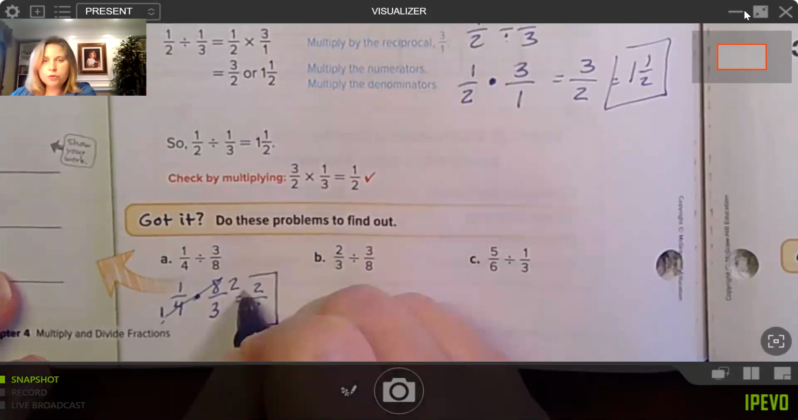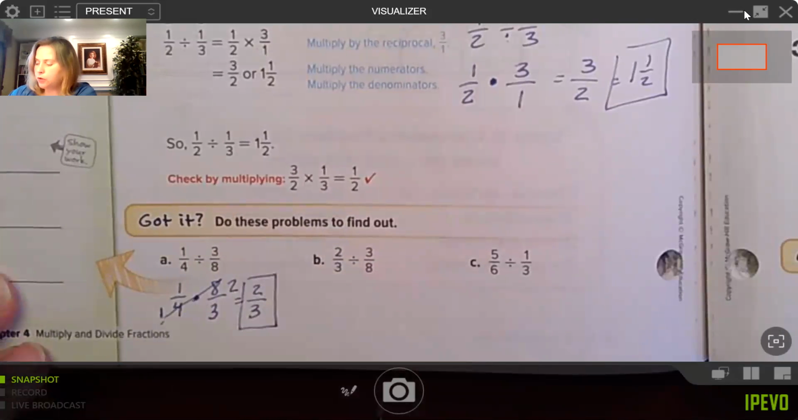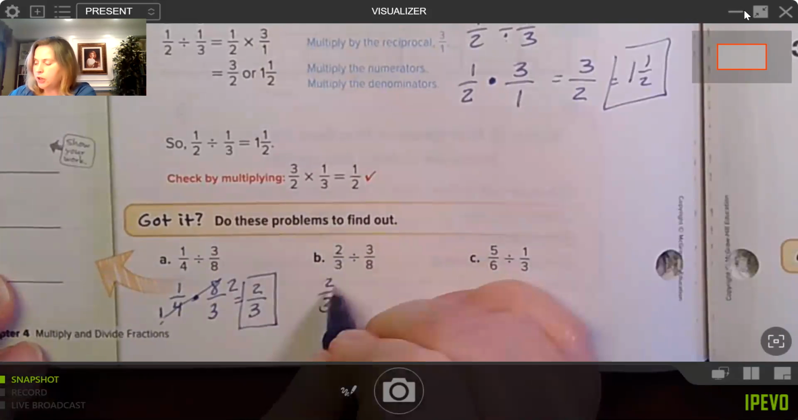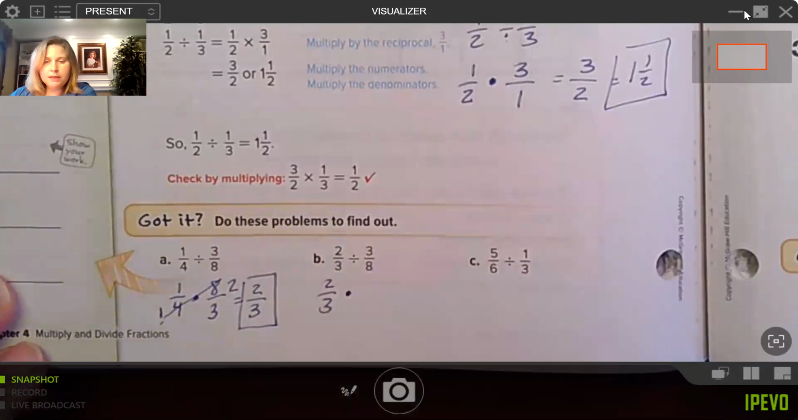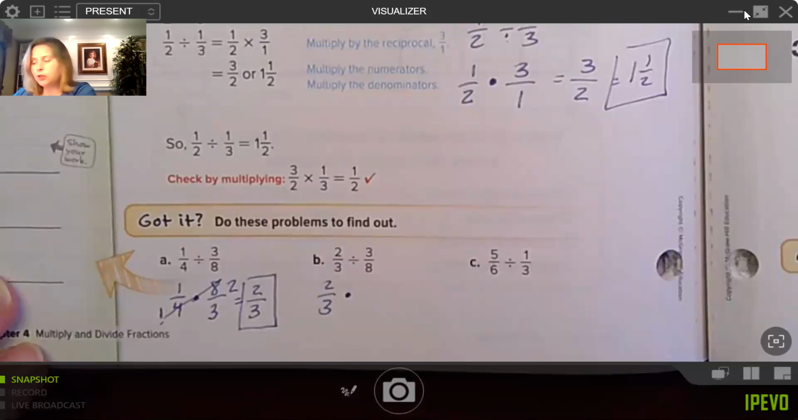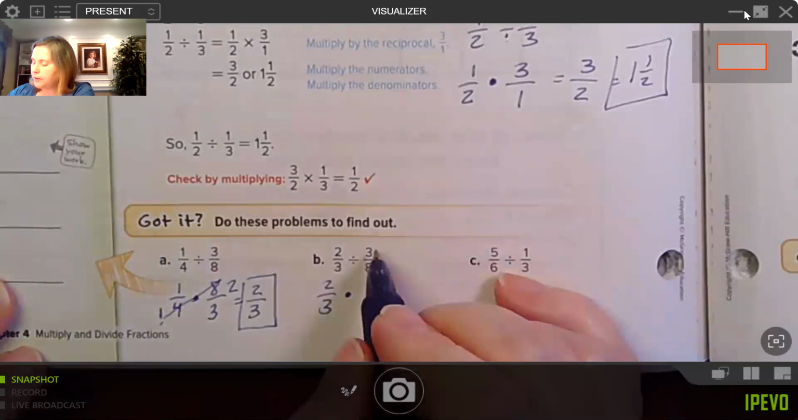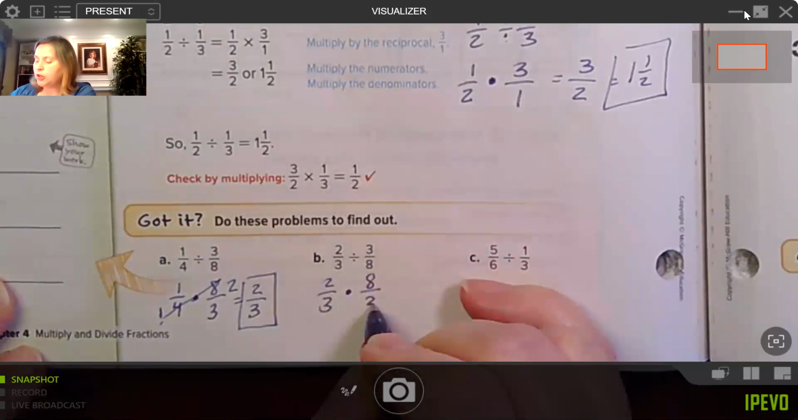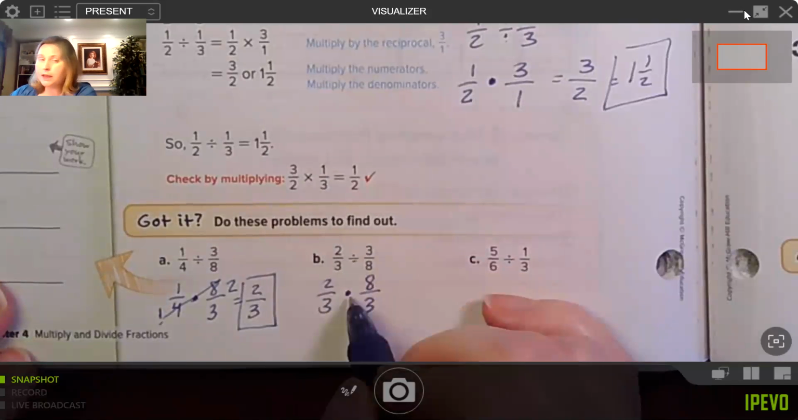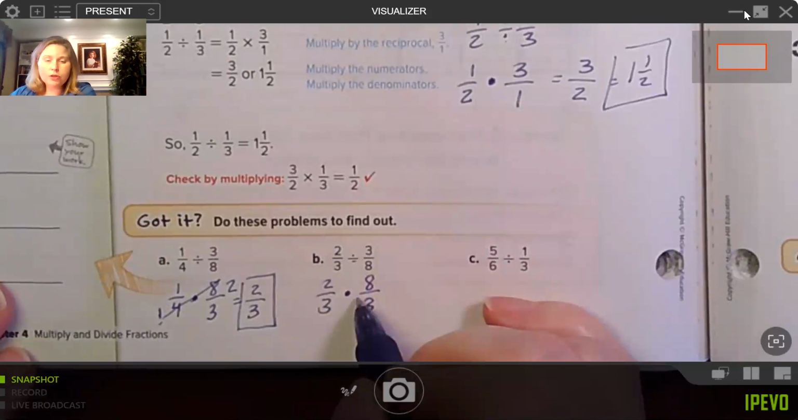Okay, letter B, we have 2/3 divided by 3/8. The 2/3 will stay the same. We're going to change the divide into times. And if we change the divide into times, we have to change the number after it to its reciprocal. So the reciprocal of 3/8 is 8/3. So again, we change the divide to times. That's fine as long as we change the number after it to its reciprocal.